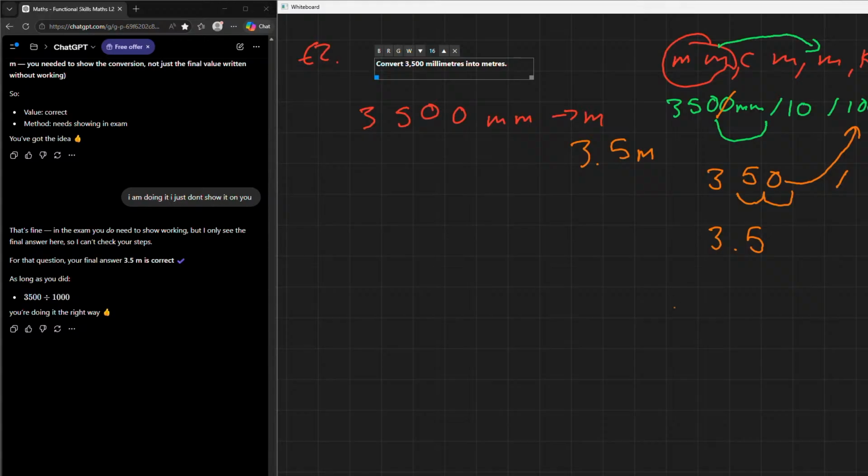Okay, so let's rewrite this one for a second. So we had millimeters, centimeters, meters, kilometers.